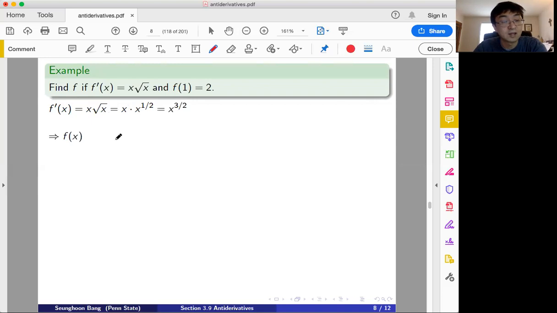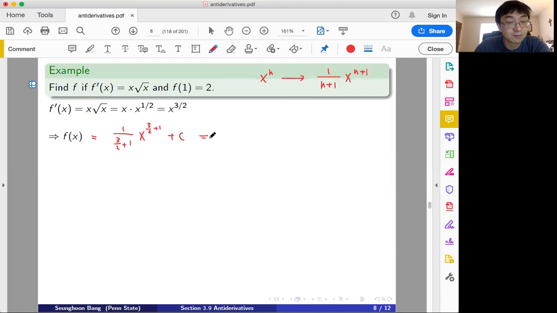Next, find f of x. F of x is the antiderivative of x to the 3 over 2. You can use the same formula. X to the n is given. What's the antiderivative? 1 over n plus 1, x to the n plus 1. You can use it. So this is exactly 1 over 3 over 2 plus 1, x to the 3 over 2 plus 1, plus c.